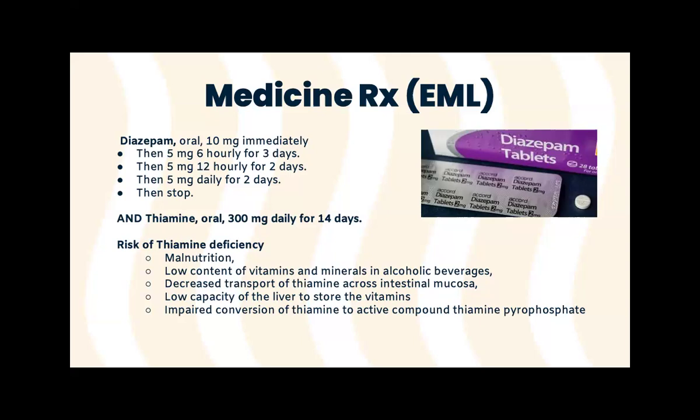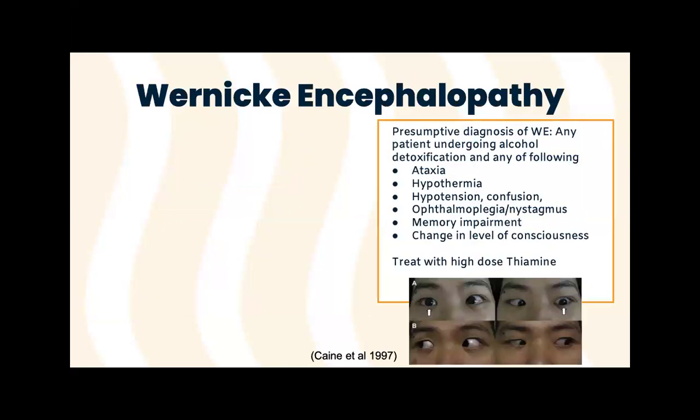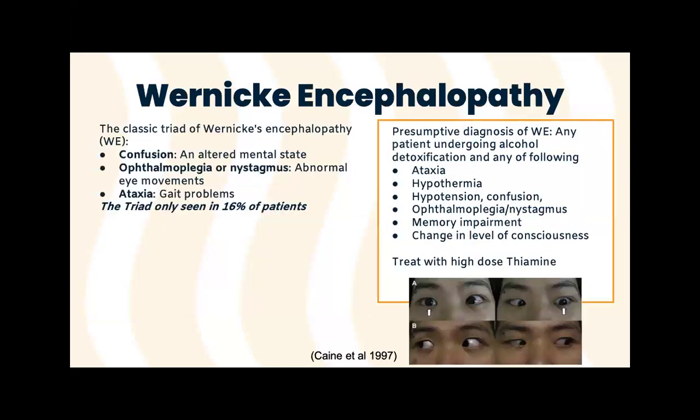Thiamine absorption actually gets affected by the alcohol, and so a lot of them get thiamine deficient. And of course, the risk is of Wernicke encephalopathy. So if we think about Wernicke, everybody knows the classic triad of Wernicke encephalopathy. That is particularly caused by thiamine deficiency due to alcohol.